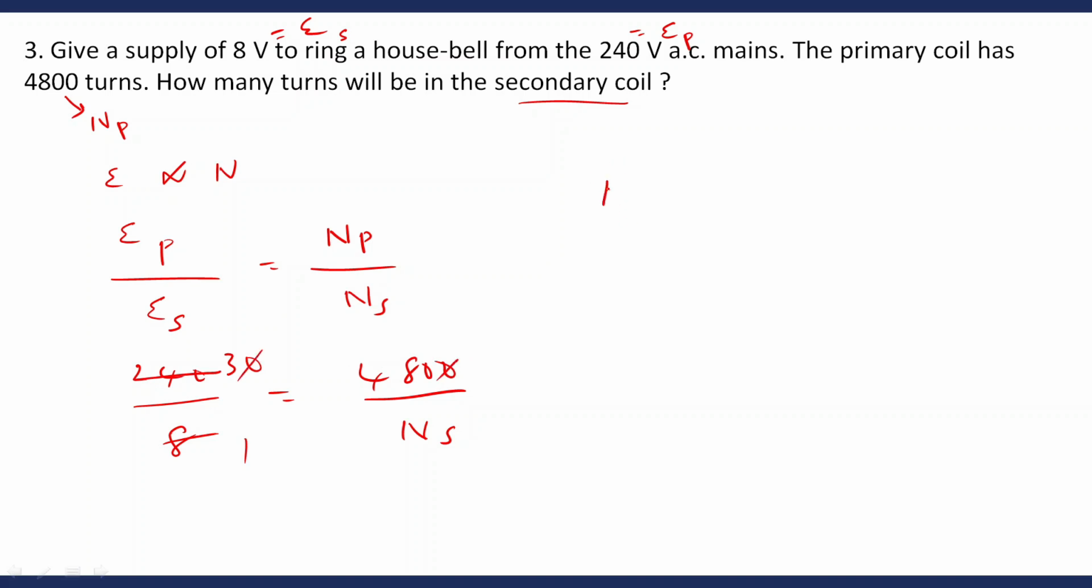Finally I have Ns equal to 480 by 3, 480 by 3. Therefore Ns equal to 160 turns. So in the primary coil 4800 turns, in the secondary coil 160 turns.